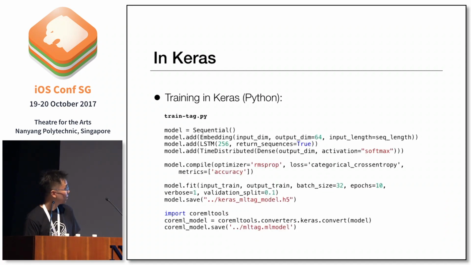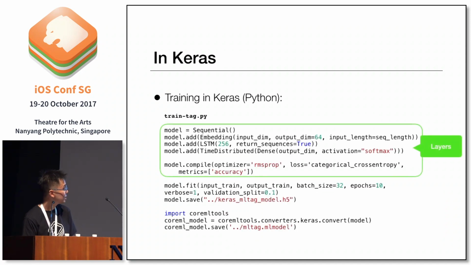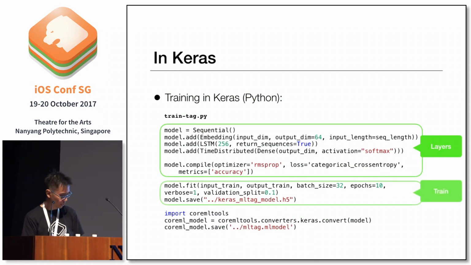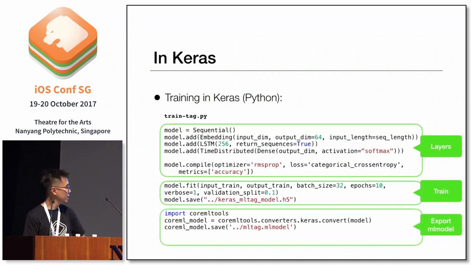So this is the code for training. Let's break this down again. These are the layers. There's an embedding layer, there's an LSTM, and there's a dense output layer. And then we have the training, and finally, this part here outputs your model to your CoreML file.